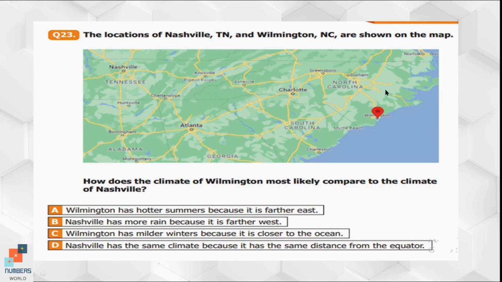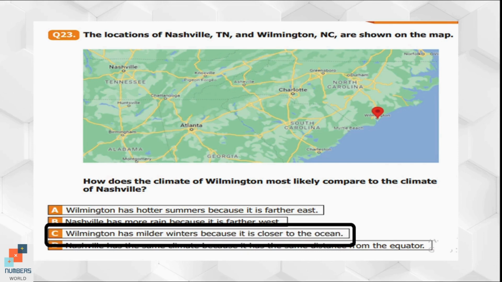So option C is our correct option because the areas closer to oceans have milder winters, because the ocean water retains heat and releases it slowly over time. This heat helps to keep the air temperature more consistent and prevent extreme cold. Additionally, ocean currents can bring warm water from other regions, further moderating the temperature.